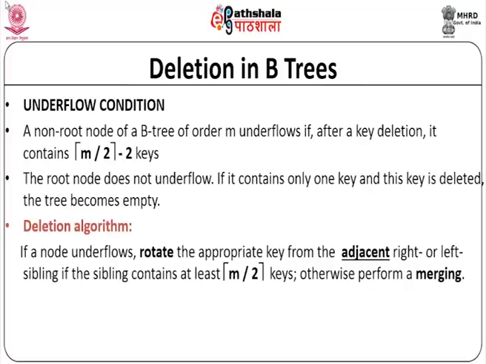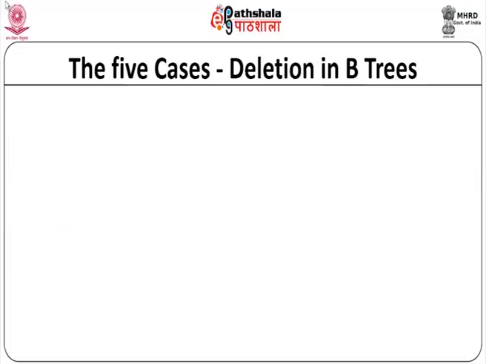So, in the deletion algorithm, if a node underflows, borrow the appropriate key from the adjacent left or right sibling, if the sibling contains at least m/2 keys, otherwise perform a merging. So, there are 5 cases of deletion in B trees. What are the 5 cases?